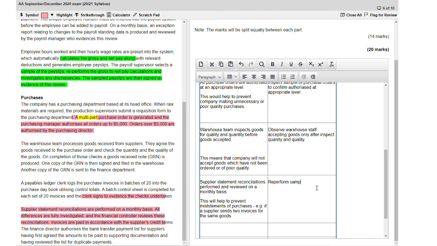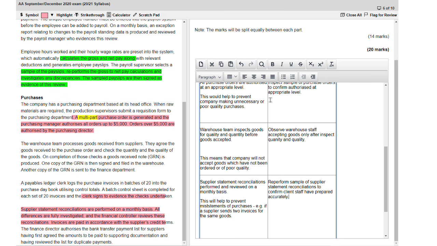Reperform sample of supplier statement reconciliations. Reperform is good for bank recs, supplier statement recs. They're the main areas where I think you can use them to confirm that client staff have prepared accurately.